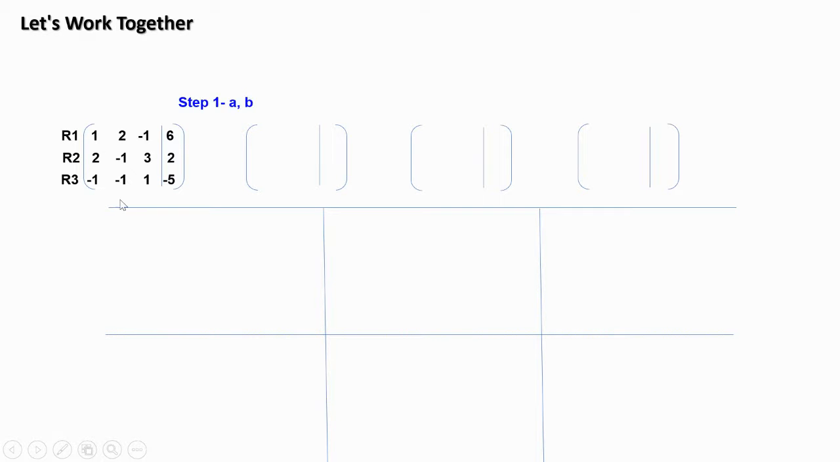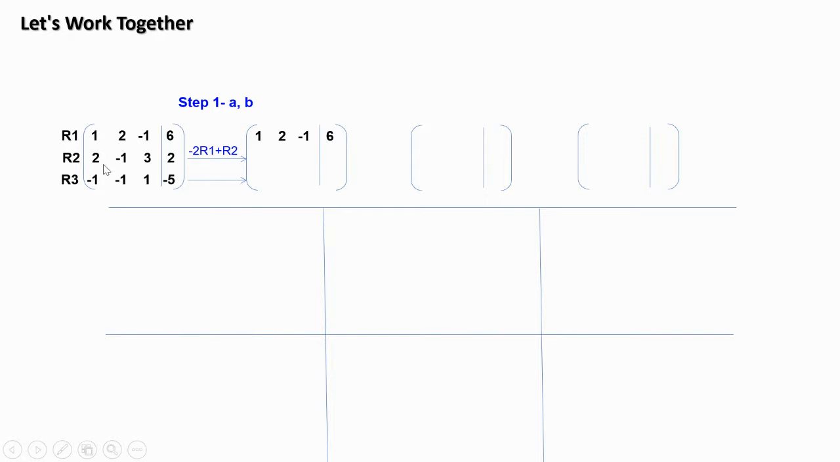Okay, so step 1. I'm going to make the 2 a 0 on row 2, first column, and also the negative 1 on row 3, first column. So these two must be 0s. On step 1, I'm going to keep row 1 how it is. So row 2 is going to change, and row 3 is going to change. I'm going to multiply negative 2 times row 1 and add it to row 2.